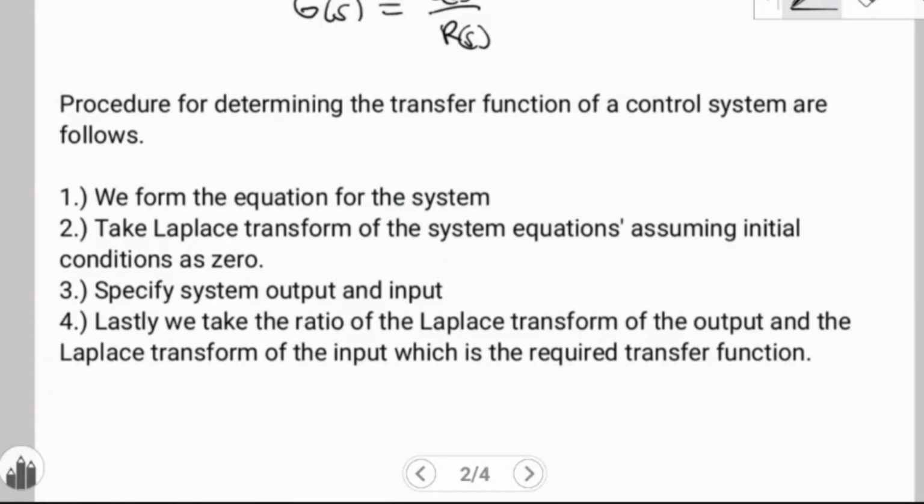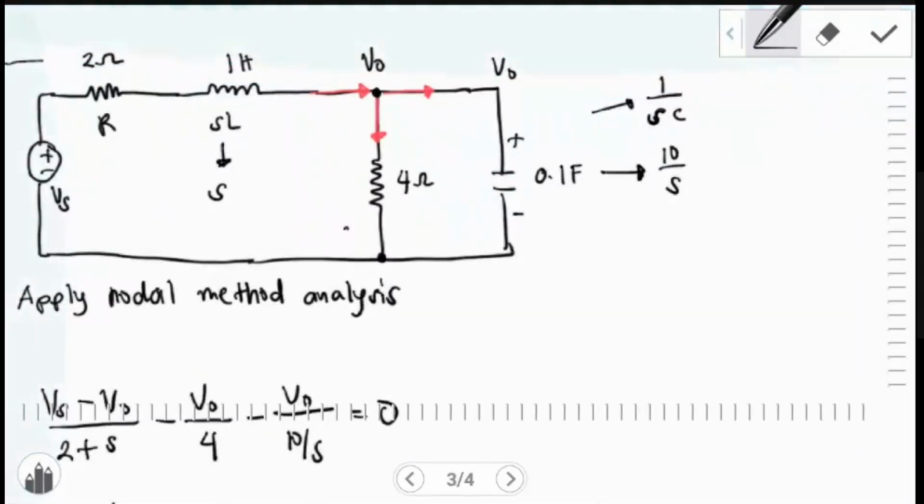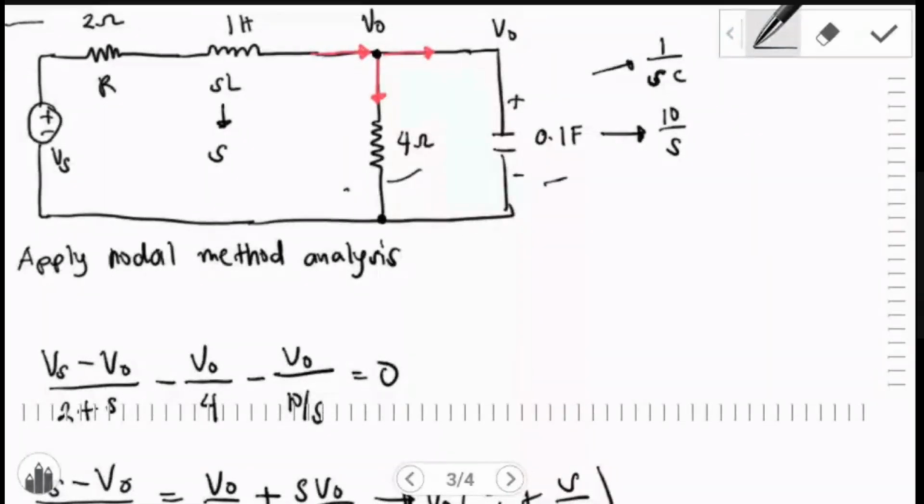So here is the mathematical analysis. We apply the Laplace transform to solve the transfer function in the circuit. For example, with this circuit, we have a value of 2 ohms for the resistor, and the inductance is 1 Henry, and then the input, which is Vs, and another resistor, which is 4 ohms, then a capacitor.